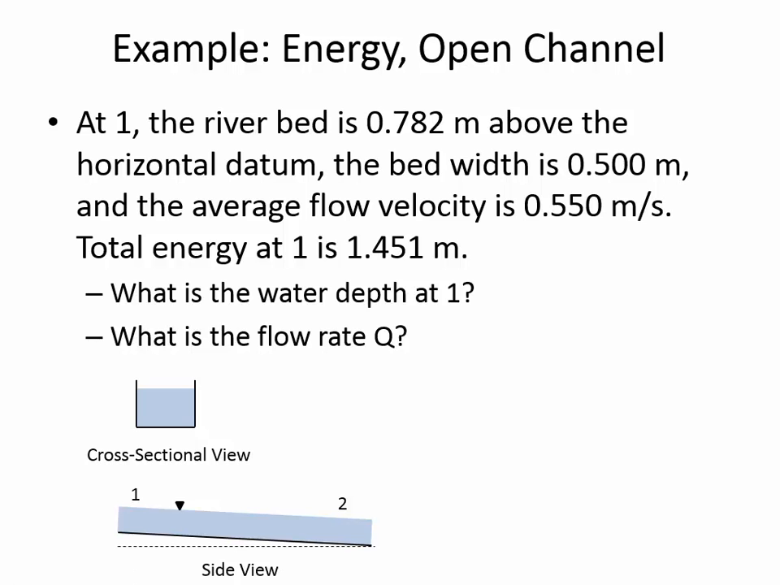So let's do an example here. We have at location 1, the riverbed, which is this thick black line, above our horizontal datum, which is the dashed line. It's above it by 0.782 meters. The bed width, so the width of this channel, is 0.5 meters, and the velocity of the flow is 0.55 meters per second. The total energy is 1.451 meters. And so what I'd like you to do is calculate the water depth and the flow rate.